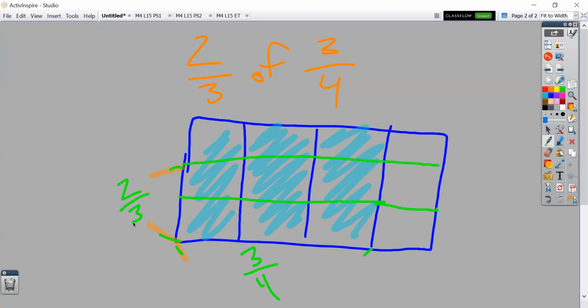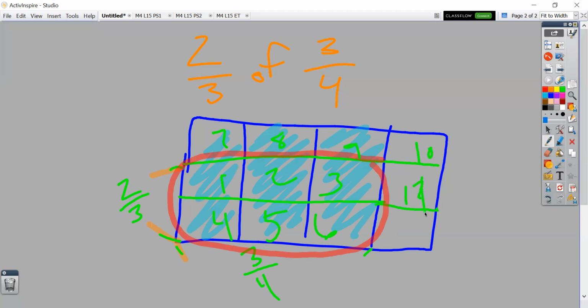So what we're looking at in this model, because we've labeled it, I'm looking at 2/3 of my 3/4. So we're looking just at this section. That's the answer. So we'd be looking at 1, 2, 3, 4, 5, 6 out of 7, 8, 9, 10, 11, 12. So we know that this is 6/12.